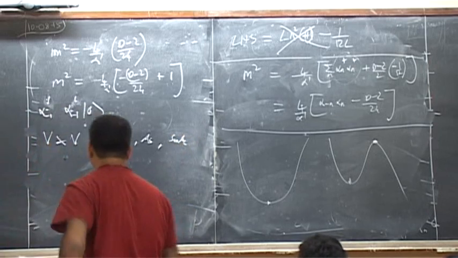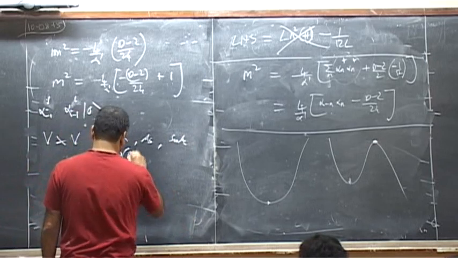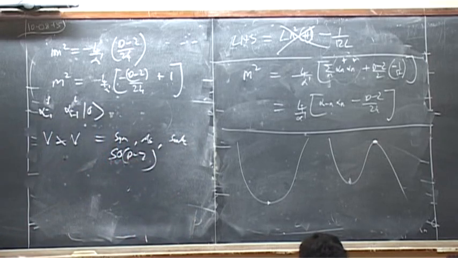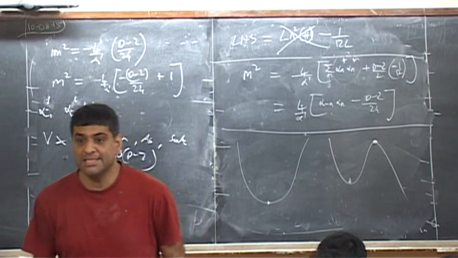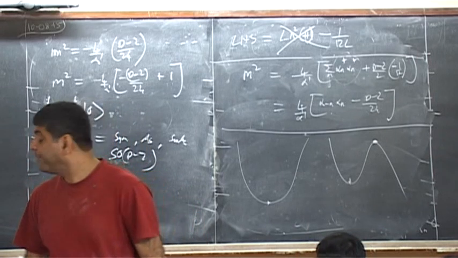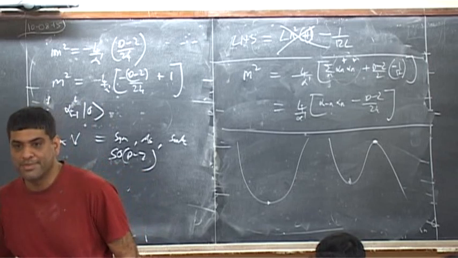Oh, SO(D-2). Is this clear? What might immediately be worrying you is, look, we're getting representations of SO(D-2).